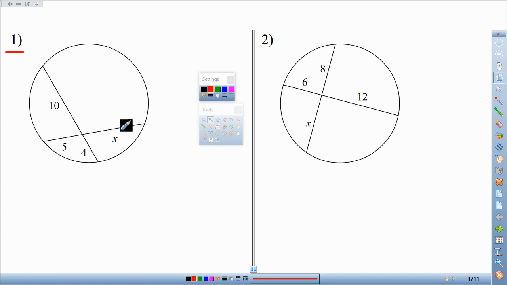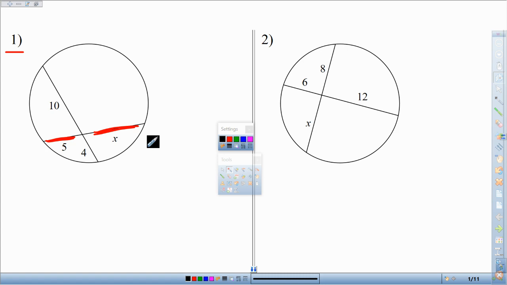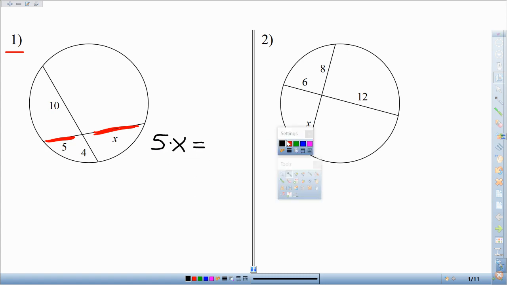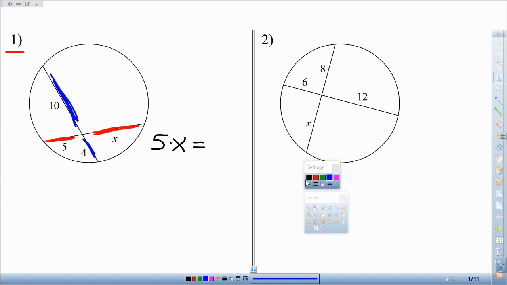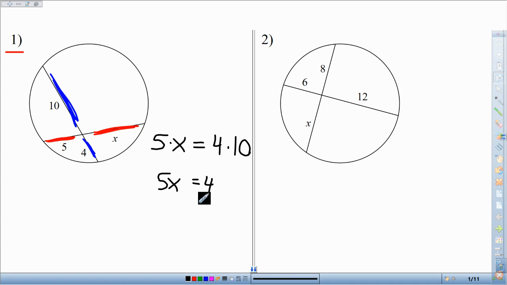All right, I like to start with my chord that has my variable. So I'm going to start with a 5 times x. Okay. And then set that equal to multiplying the two parts of the other chord, a 4 times 10 or a 10 times 4. It doesn't matter what order you multiply them. All right, and that's setting it up pretty straightforward. From here, we have a 5 times x, which is a 5x, and a 4 times 10, which is a 40. And then dividing by that 5, it looks like x equals 8.